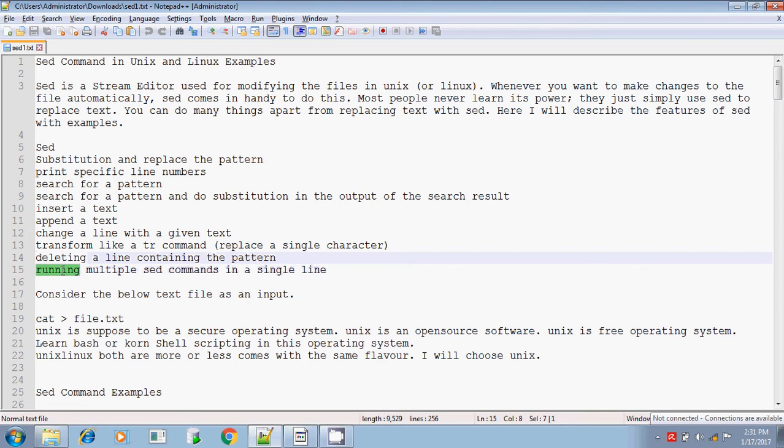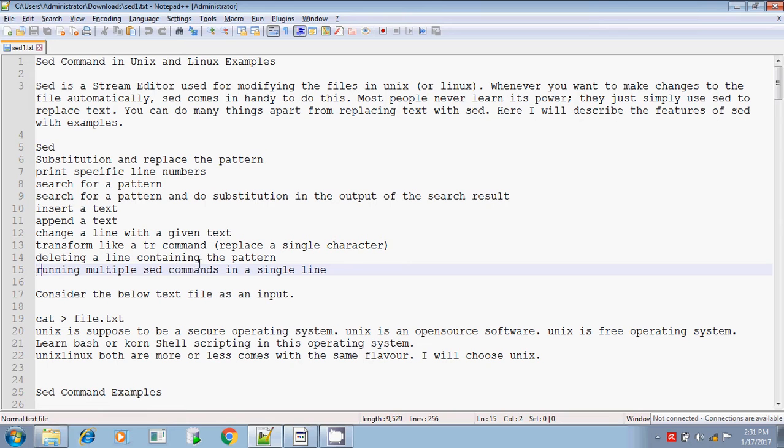And you can also run multiple sed commands. Instead of using the pipeline symbol, pipelining the previous output to the next sed command, you can combine all the sed commands in a single line. By combining all the sed commands, you can give some options so that you can run multiple sed commands in a single line itself.